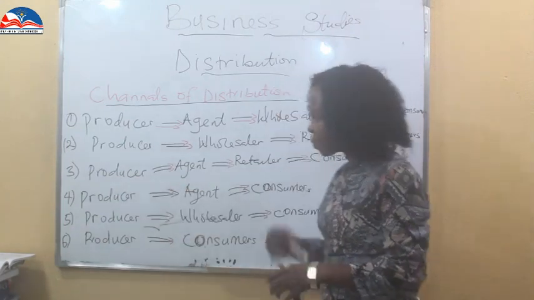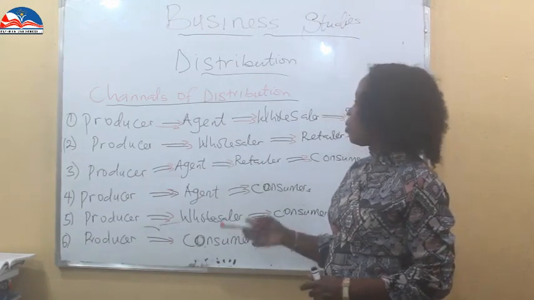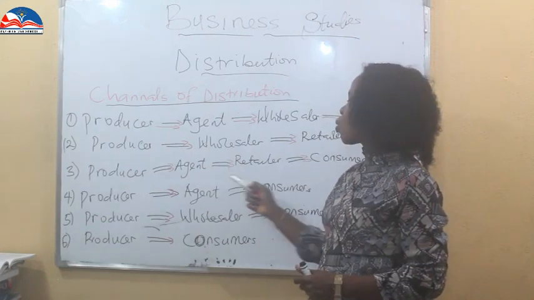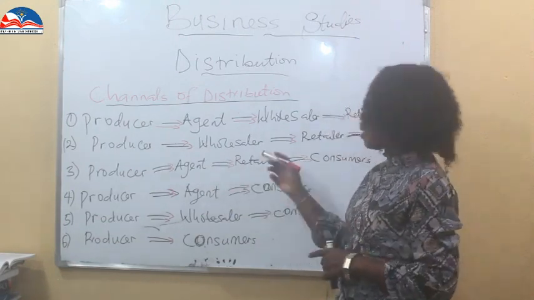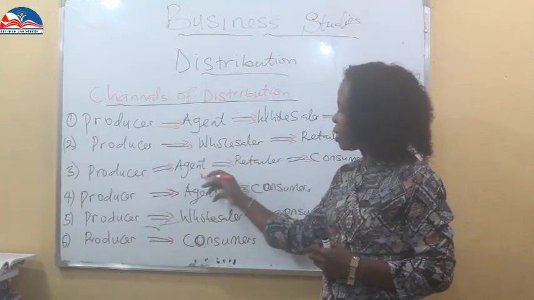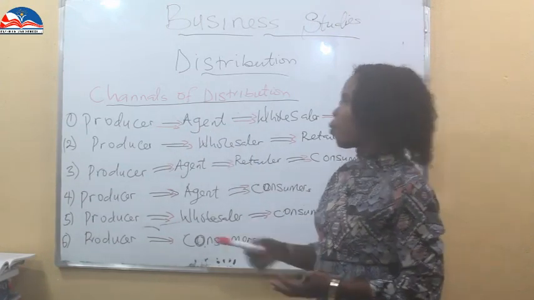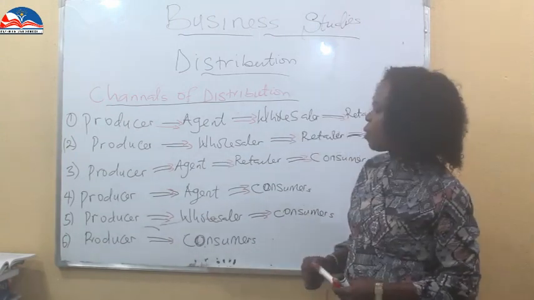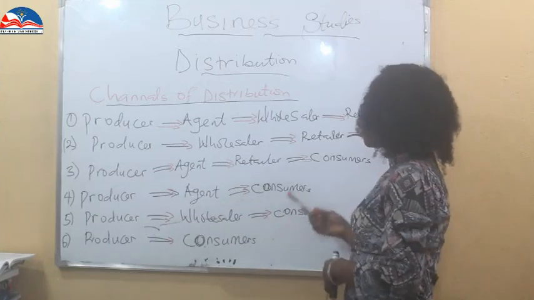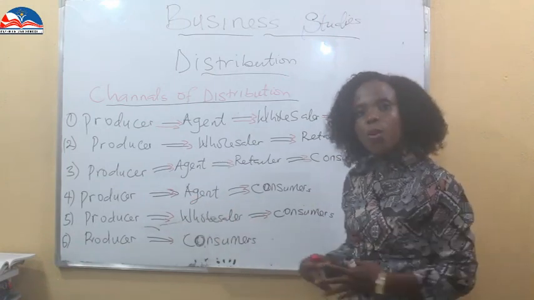Then the third channel will have the producer to the agent. Now, the wholesaler is eliminated in the third process. And then the agent connects retailers, and then retailers sell to consumers. So the wholesaler has been eliminated in the third one, and in the second one, the agent was eliminated. Then the number 4 channel, we have the producer to the agent and the agent to consumers. So the agent connects consumers who come to buy.